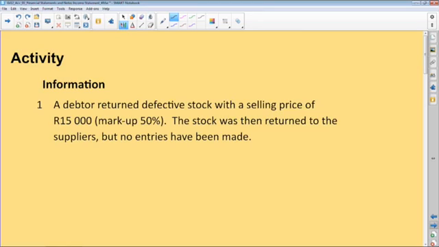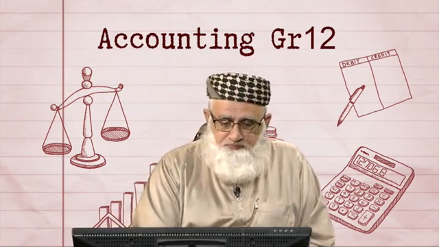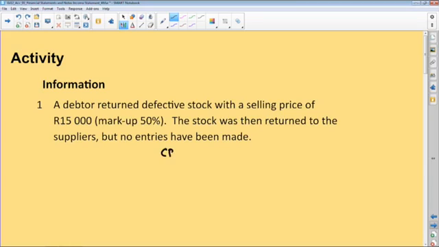Right, what was my adjustment? A debtor returned defective stock with a selling price of 15,000 Rand. A markup of 50% is used, right? The stock was then returned to the suppliers, but no entries have been made. Right, the moment you are given a markup, this is what is expected of you. Cost price, markup, selling price. My cost is 100, my markup is 50, and my selling is 150.